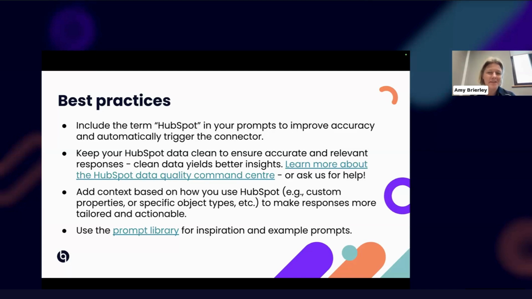But my last top tip is to just make sure you add context based on how you are using HubSpot as well. If you're using a custom property, help the LLM to understand that, or if you want to refer to a specific object type, etc. And that means that responses are going to be more tailored, actionable, and also what you want as well. So I think this is a really exciting update.